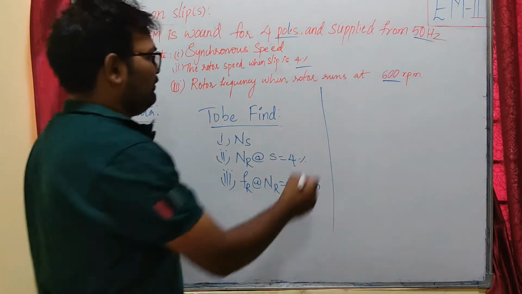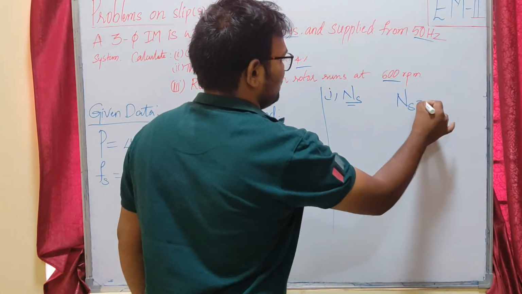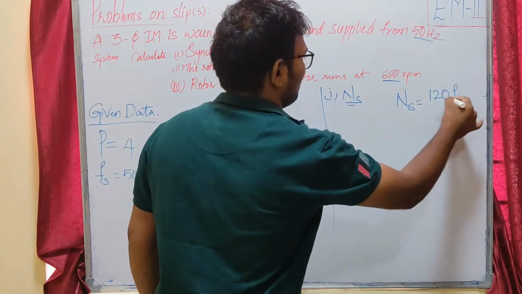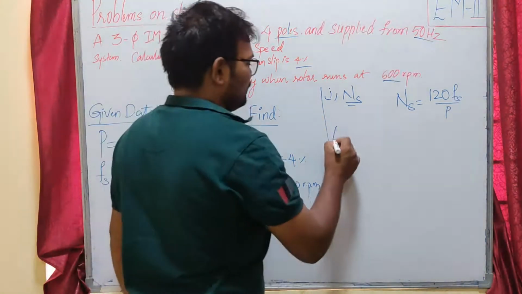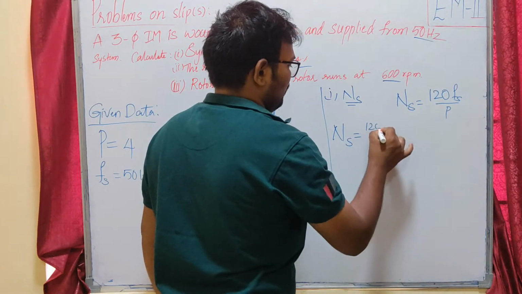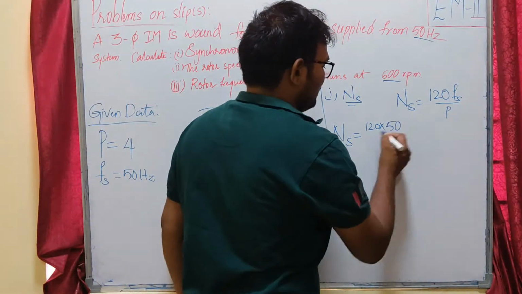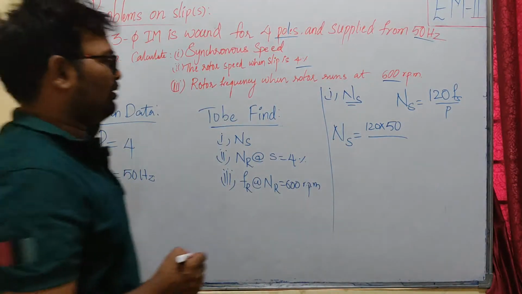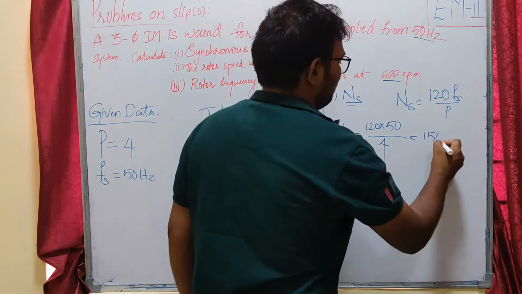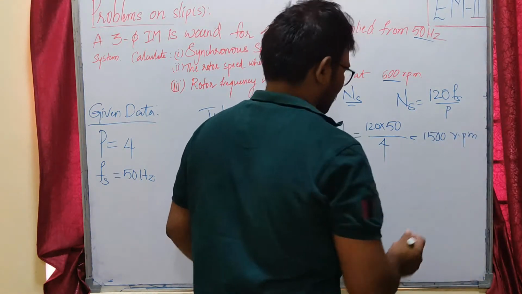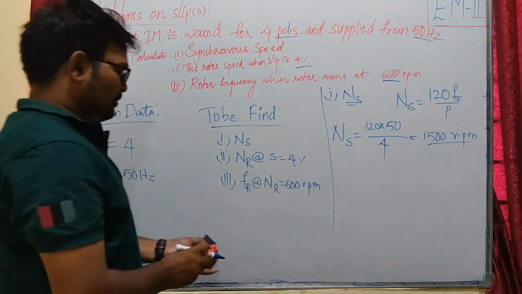First I am going to find the synchronous speed. We have an expression for synchronous speed, which equals 120 times supply frequency divided by number of poles. Let us substitute the values: 120 into 50 Hz divided by 4 poles. You get 6000 by 4, equal to 1500 rpm. So I have obtained the first answer: my synchronous speed is 1500 rpm.